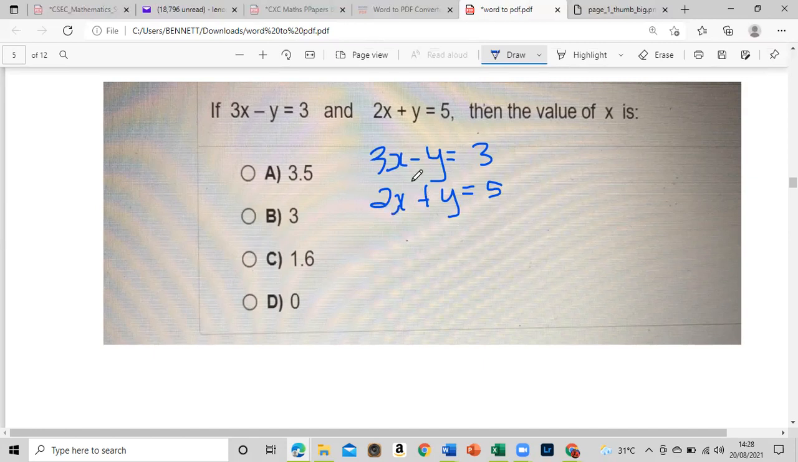So one is negative and one is positive, so we can add, because it'll get rid of y right away. This was so nice. So it'll give you 5x, 3 plus 5 will give us 8. So let's divide by 5. That will be 1.6.